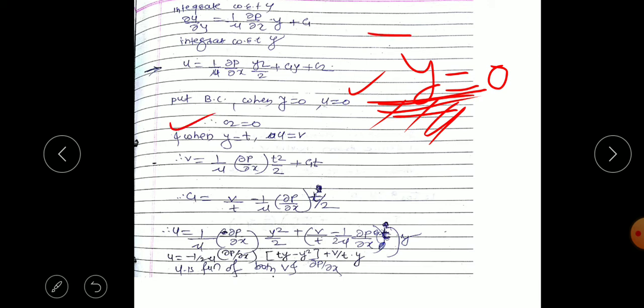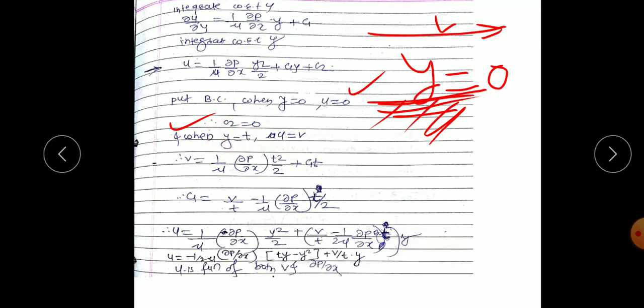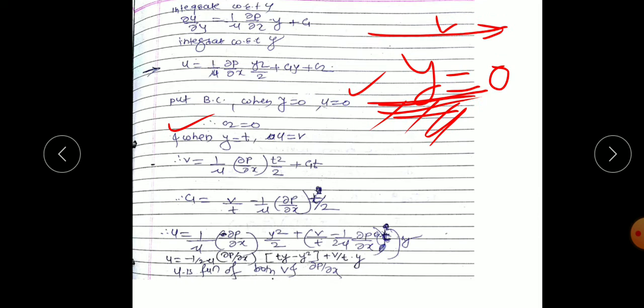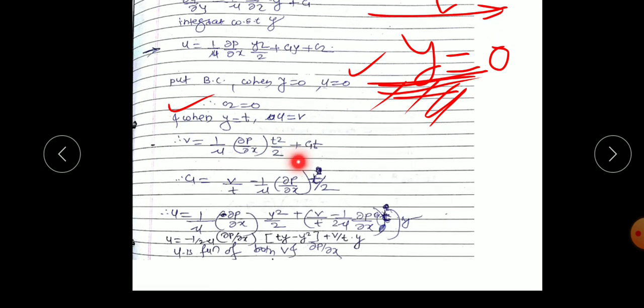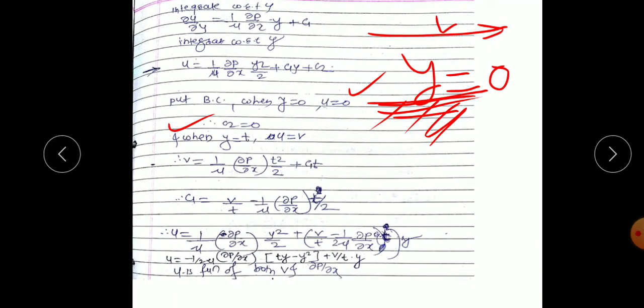But the change here is that the top plate is moving with velocity V. So at y equals t, the velocity u is V. Putting this in the equation, instead of u we place V: V equals 1 by mu dp by dx times t squared by 2 plus C1 t, with y equals t. Now C1 we get as V divided by t, taking this t.